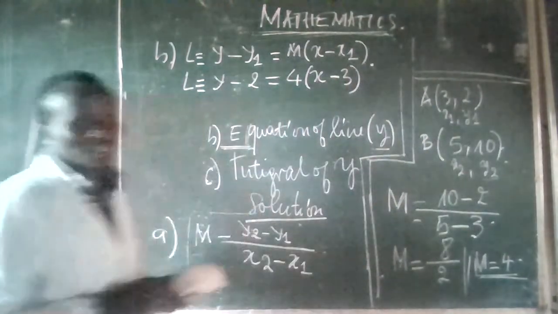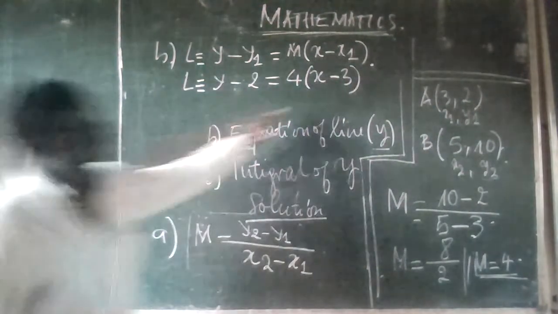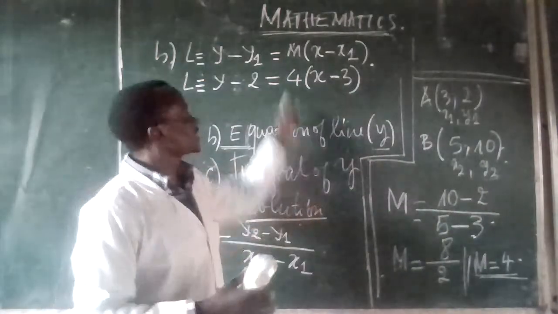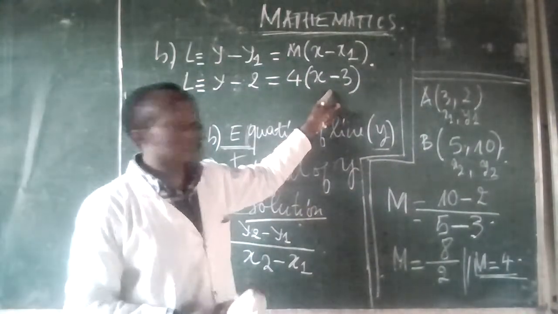Close the bracket, right? We remain with removing this bracket by multiplying this number with those which are in the bracket, right?